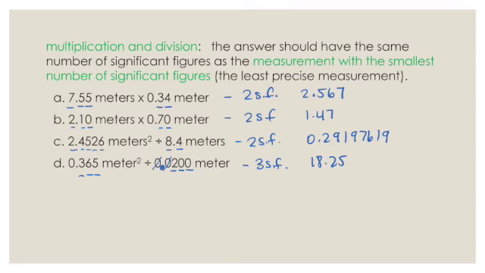Okay, so I worked these out, just used my calculator, and for this first one I have 2.567. However, I can only have 2 significant figures, so I have to stop at 2. I look to the right of the 5. The 5 has a 6 next to it, so that's going to round up. So my final answer is going to be 2.6.